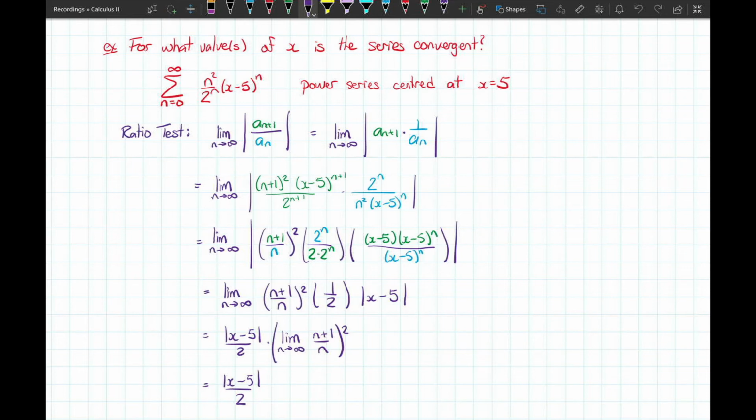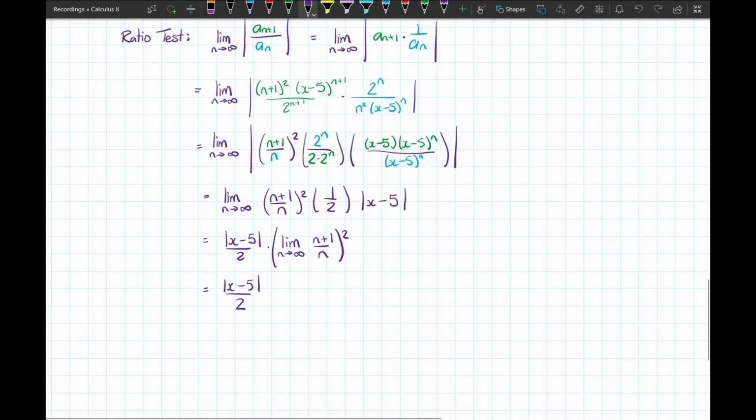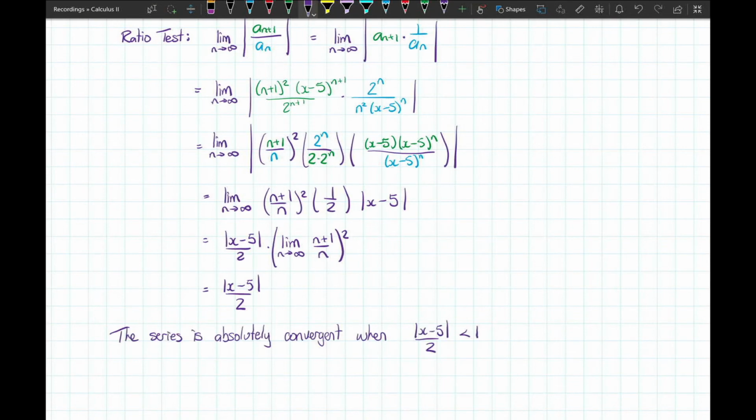Well, this time around, we didn't just get a number, so we can't just say this is convergent for all real numbers or divergent. It is dependent on what x actually is. So remember, with the ratio test, we know that this is convergent whenever that ratio is less than 1. Let's start off with that and solve for x. Starting with the inequality, that the absolute value of x minus 5 all over 2 must be less than 1, we can solve that for x.